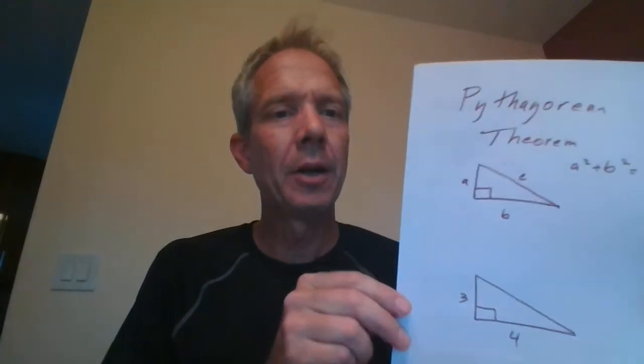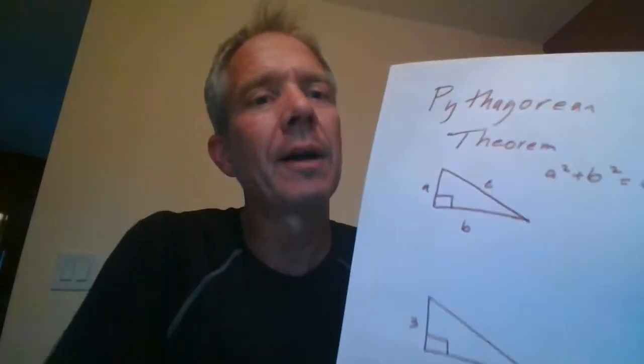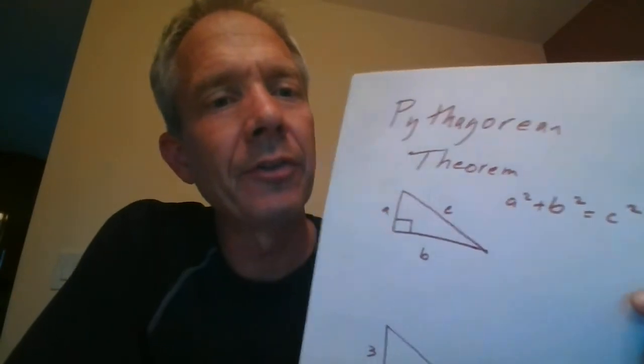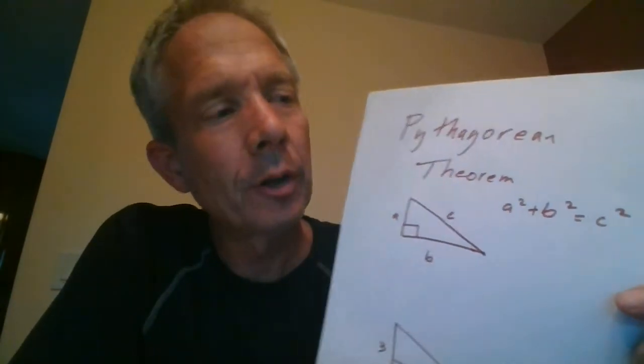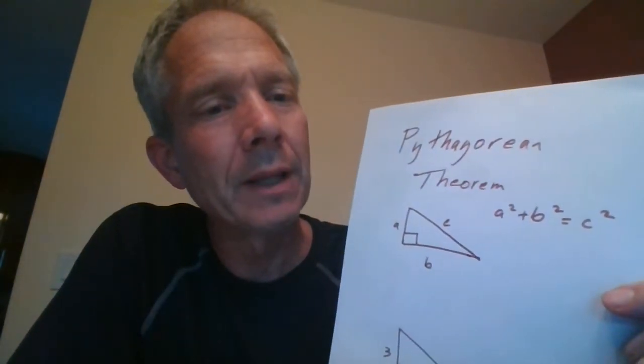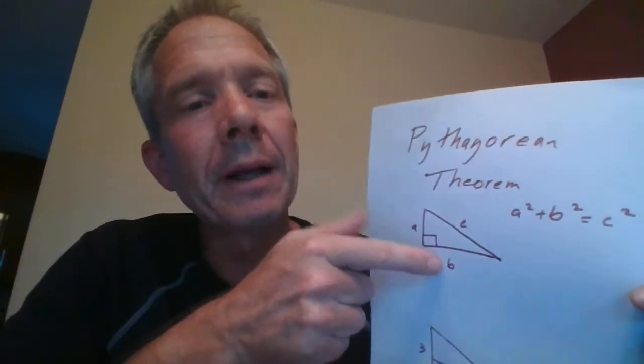Hi, we're going to do the Pythagorean Theorem, which you may or may not know. Pythagoras was a guy a long time ago who popularized this theory, and you've probably heard it before: a squared plus b squared equals c squared. This only applies to right triangles.